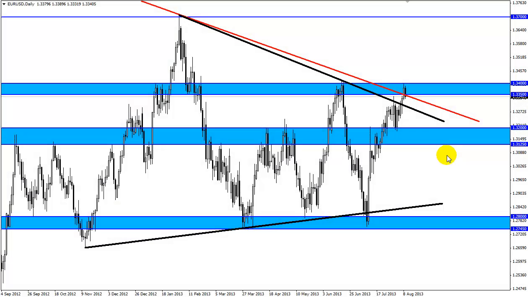This is ForexOverviews.com with the short-term analysis for the euro-dollar forex pair.